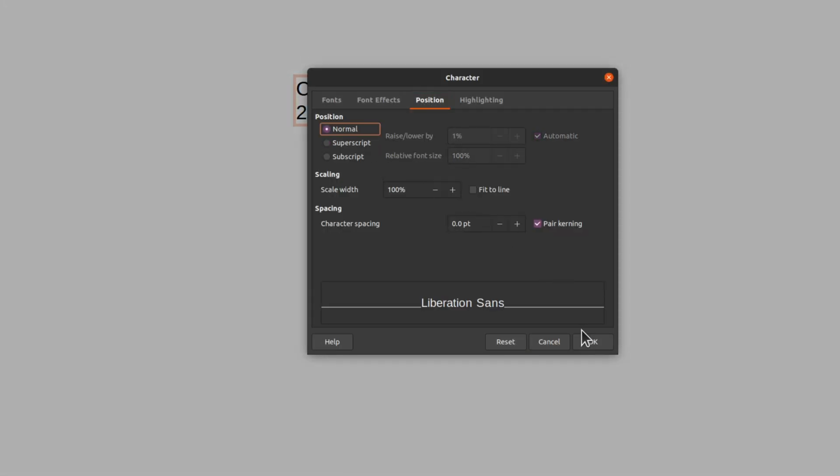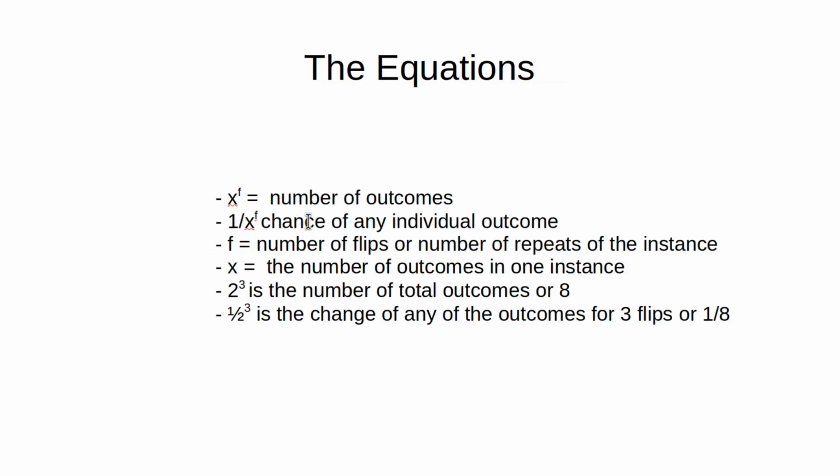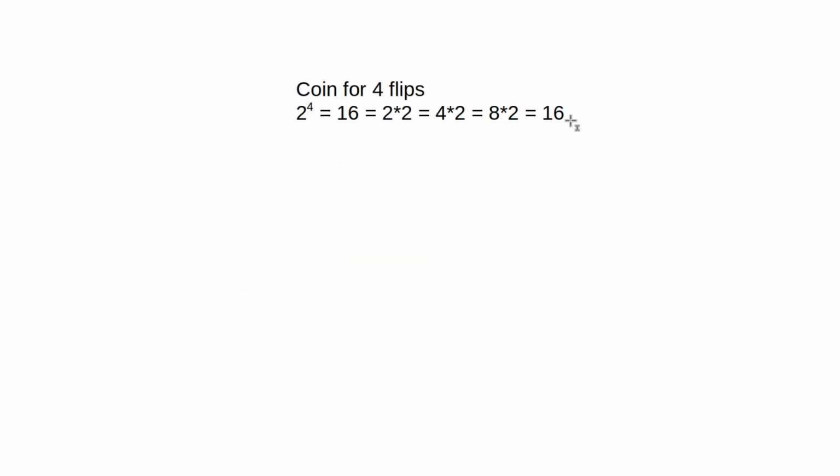Now, that actually equals 16, because 2 times 2 equals 4. 4 times 2 equals 8. And then you do that one more time, equals 16. And here, look, you can see 1, 2, 3, 4 2s. And now if you want to find the chance in fractional form, it's 1 over x to the f. So 1 over 2 to the 4th, or 1 over 16.